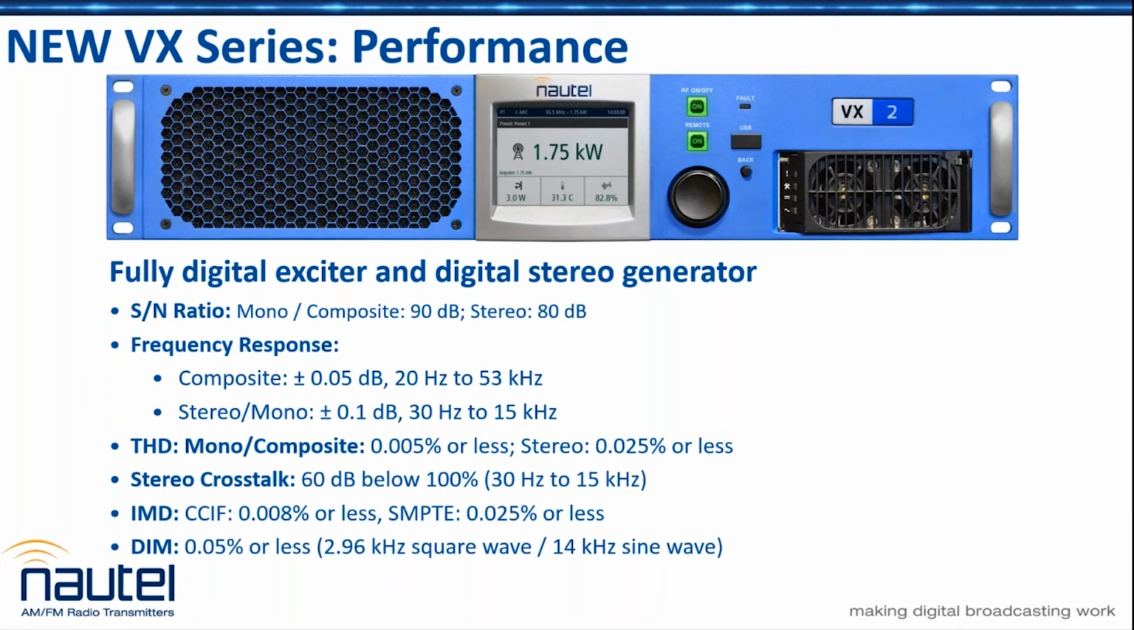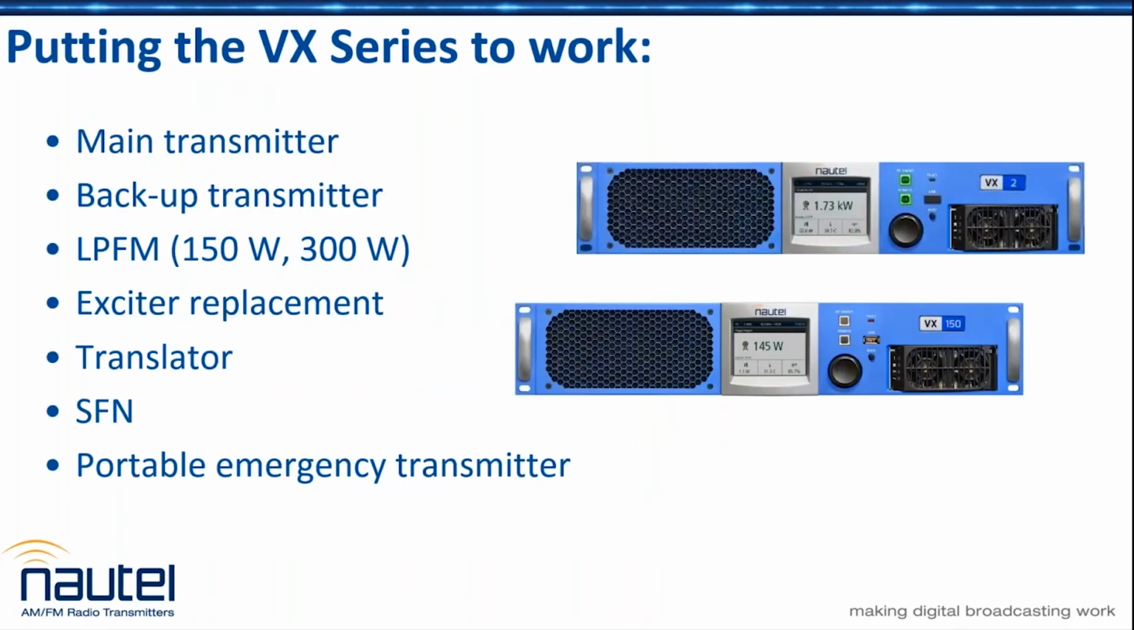The types of roles that it can do are typical, so main, backup. The 150 and the 300 are LPFM certified. Can be an exciter replacer, translator, SFN. And of course, with this kind of weight, it's a portable emergency transmitter. In fact, we're looking at equipping our salespeople with the Pelican case that this one is in. The combined weight of the Pelican case and the transmitter is just under 50 pounds. So it's actually checked luggage. It makes it really easy to go on the road and show off the technology all over the place.